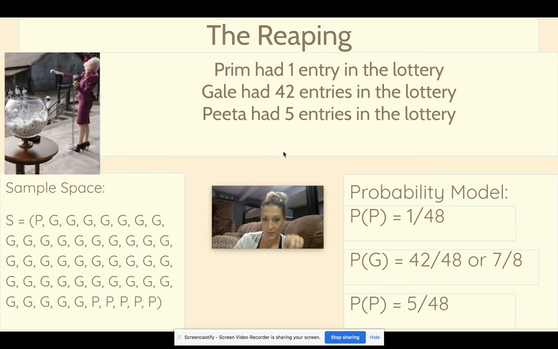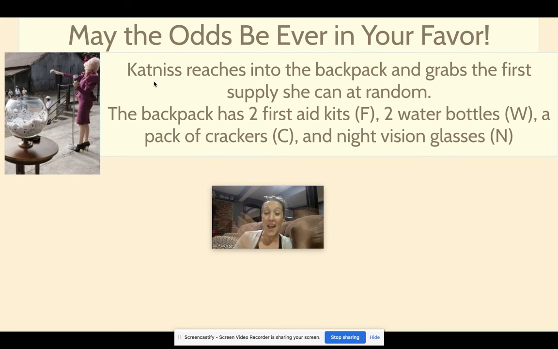Okay, so the next one I made a lot nicer and cleaner for you. Katniss has her backpack with her supplies in it. She reaches in and grabs the first thing at random. The backpack has 2 first aid kits. We're going to use F to represent those. 2 water bottles, we use W to represent those. A pack of crackers, and we're using C for the crackers. And night vision goggles, we're using N to represent those.